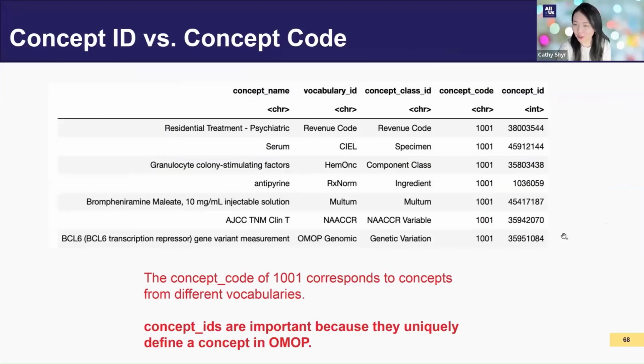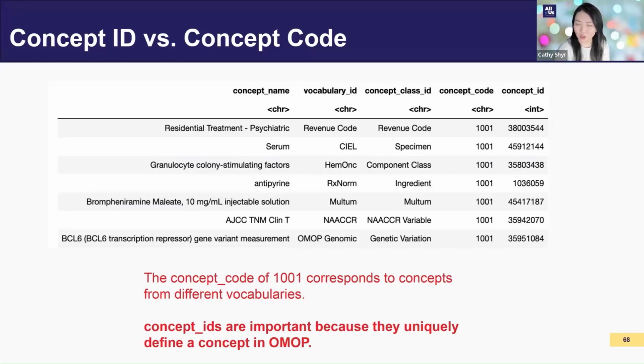So if you have a collaborator who comes to you and says, hey, I'm looking at the concept code 1001, you're not really going to know which of these concepts they're referring to unless they give you more information about, let's say, their vocabulary or concept class. But in OMOP, the concept ID is really important because they uniquely identify a concept in the All of Us research database.